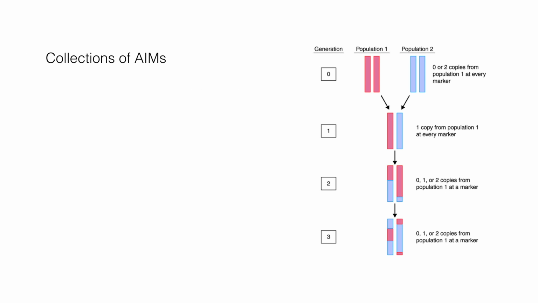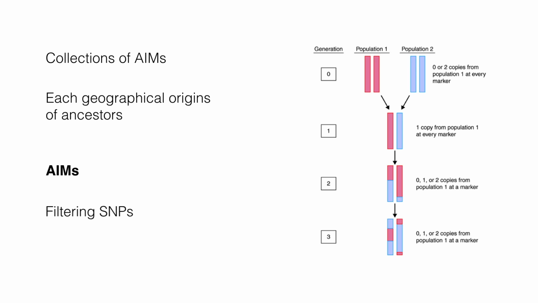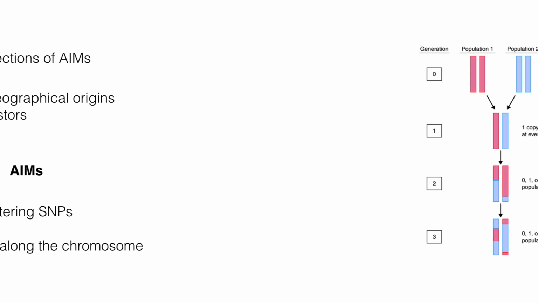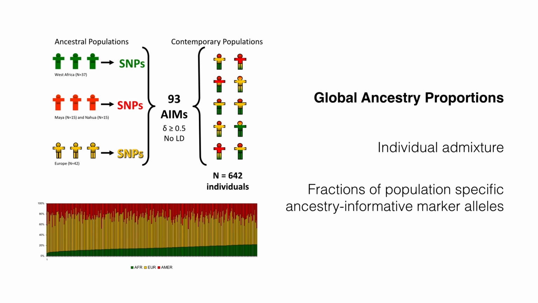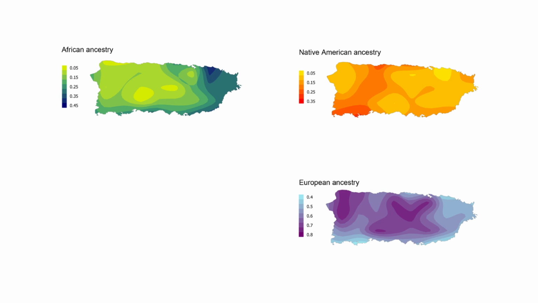Collections of AIMs have been developed that estimate the proportional contribution of each geographic origin of ancestors in each individual. AIMs are selected by filtering SNPs for the most differentiating frequencies in the population and then distributed across the chromosome. In this way, individual admixtures can be calculated from the fractions of population-specific ancestry informative markers, which is referred to as global ancestry proportion. Ancestry estimates can be extrapolated on geographic map to understand population history.